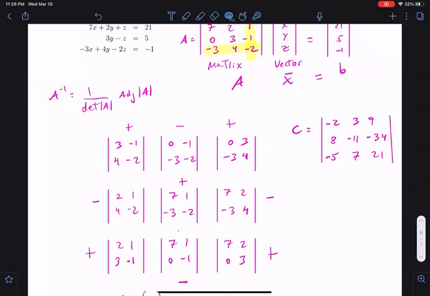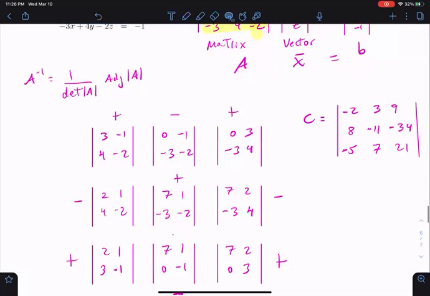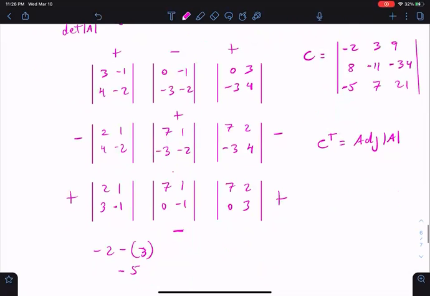Now, let me make it bigger again. Okay. Now we need to find the transpose of the cofactor matrix. The transpose of the cofactor matrix is the adjoint of A. Once I do the transpose, I have the adjoint. So column 1 is now row 1, column 2 is now row 2, and column 3 is now row 3. So this is the transpose, this is C transposed.